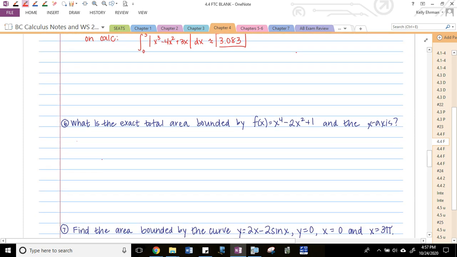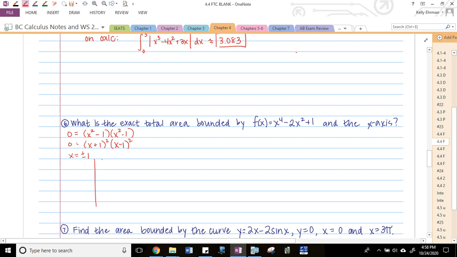Okay. I need to think about x to the fourth minus 2x squared plus 1. First, let's go ahead and find the zeros. X squared minus 1, x squared minus 1. Each of those will be x plus 1, x minus 1, so x plus 1 squared, x minus 1 squared. The zeros are plus or minus 1, and the graph has to touch and turn at both of those.